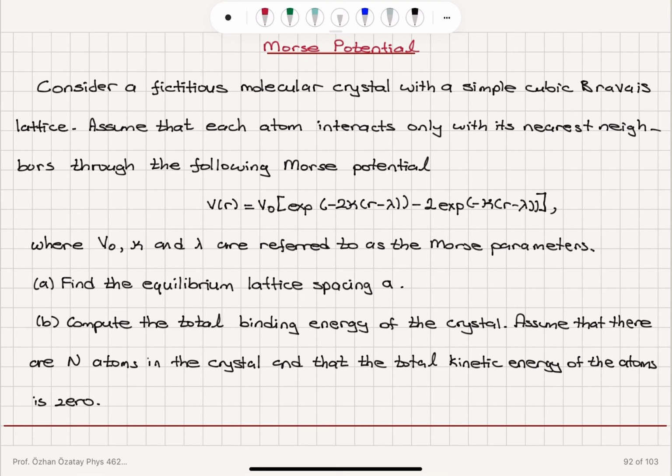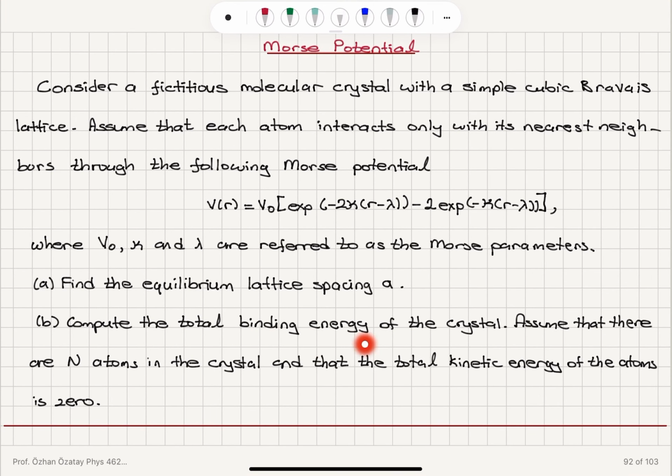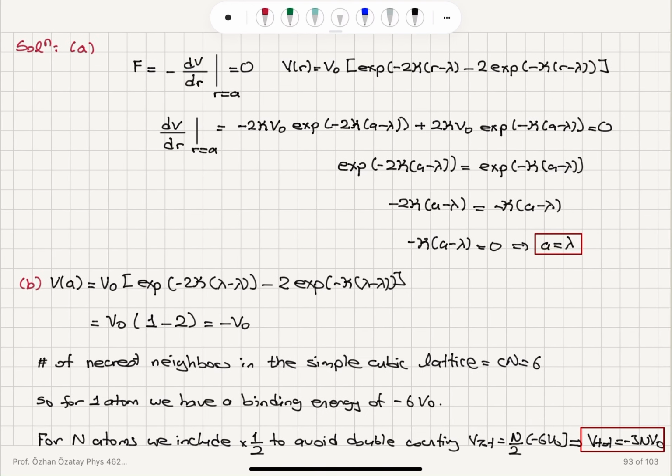All right, so we're talking about the Morse potential, a fictitious molecular crystal with a simple cubic Bravais lattice. Each atom interacts only with its nearest neighbors through the Morse potential. And we want to know the equilibrium lattice spacing, so we look at the interatomic force, the minus the derivative of the potential with respect to the distance between atoms evaluated at the equilibrium distance. This gives us an equilibrium distance of a equal to λ, one of the Morse parameters. And in part B, we need to compute the total binding energy of the crystal, assuming capital N atoms in the crystal, and zero kinetic energy.